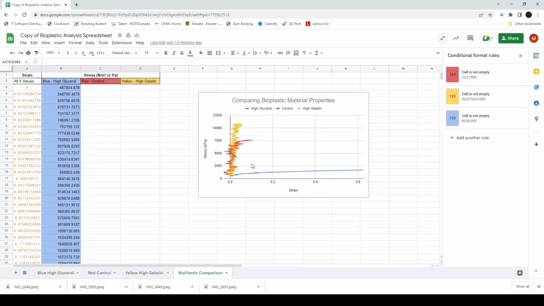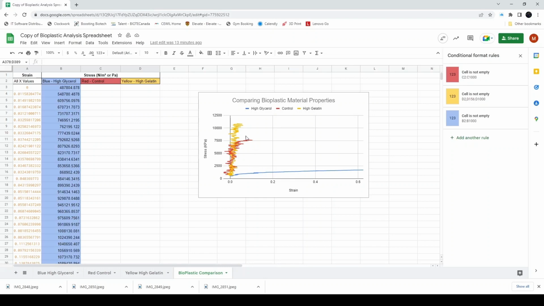Now, let's just pretend that we're going to try to make a building out of these three materials. And the question is, which one would you prefer to construct that building out of? Well, right away, we can tell that the blue one is pretty stretchy and it cannot handle that much stress, which means that it cannot handle much loading. So therefore, the stretchy blue bioplastic is out.